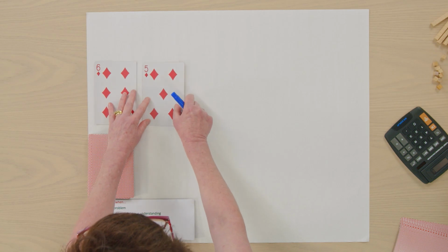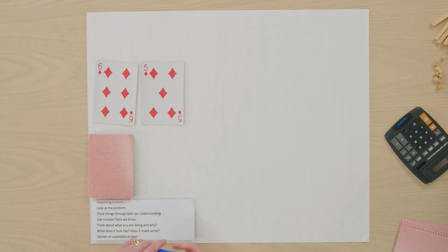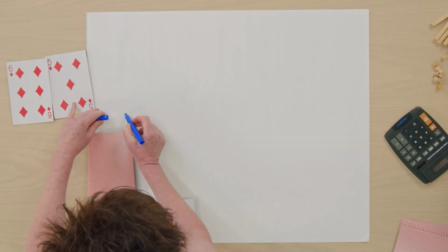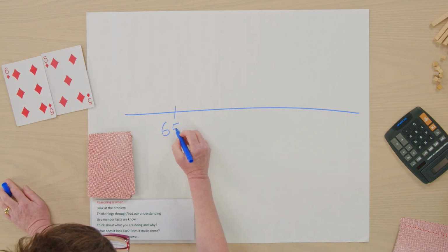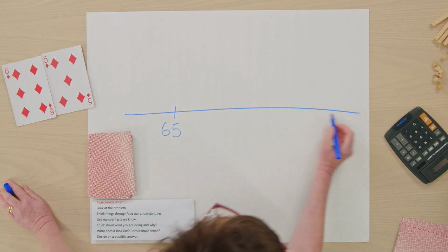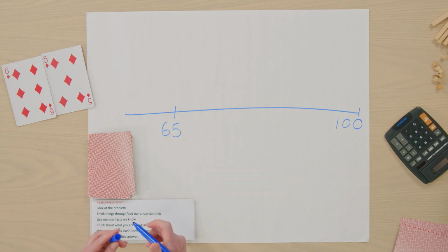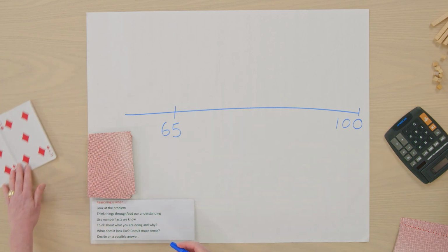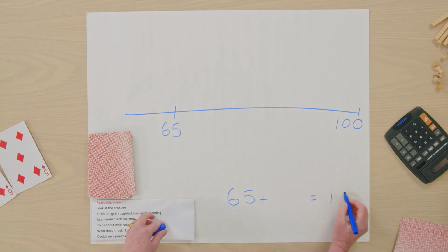We have a 60 and a 5, 6 tens, 5 ones, 65, and I'm going to place that on a number line. So a nice big number line. I'm starting at 65, and the game is how many more to 100. Done a little bit of practice before, but let's try this one now. Question is 65 add blank equals 100. How many more to 100?